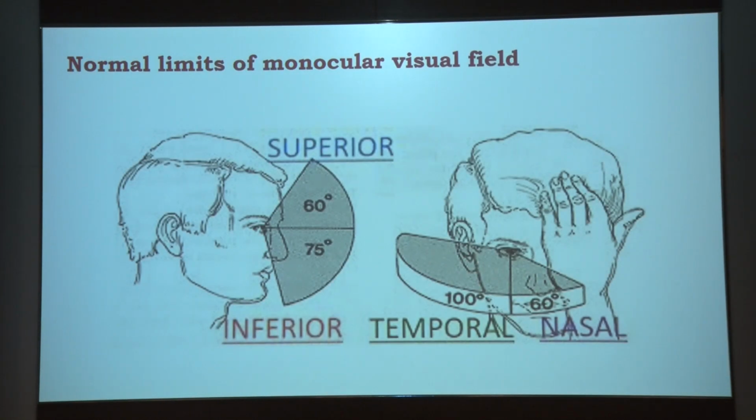So normal limits of visual field, superiorly and inferiorly, it's almost 60 to 70 degrees. Nasally, the field is a little limited as compared to temporal. Why? Because the nasal bridge comes in.